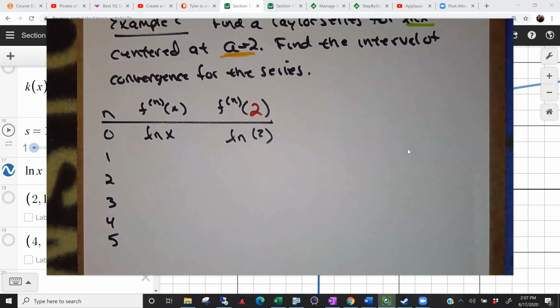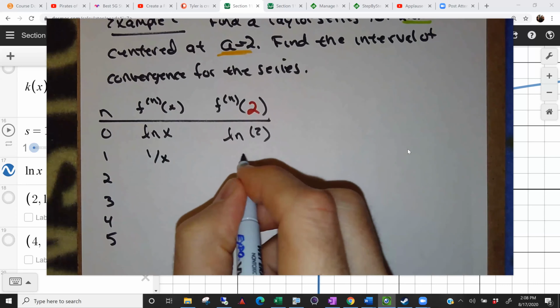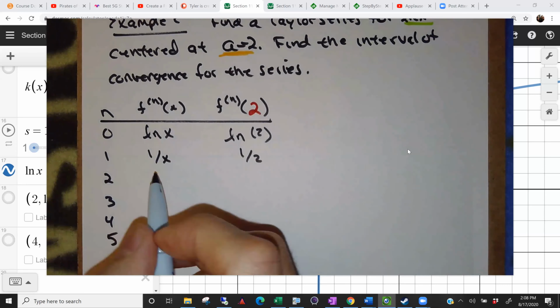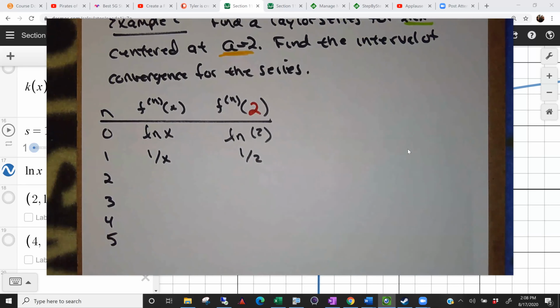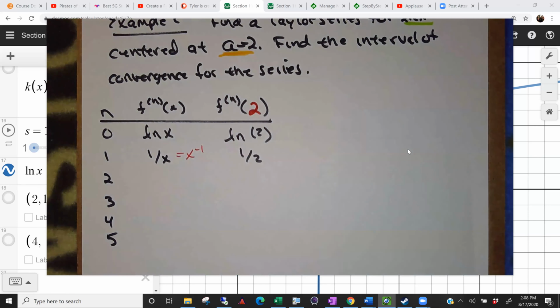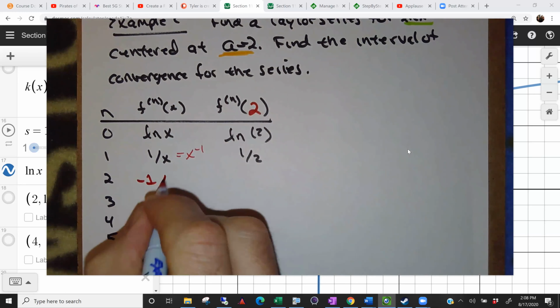Nothing special there. The first derivative, I'm hoping that you're familiar with that. That's just 1 over x, and that would be 1 over 2 here. But for the rest of these derivatives, you might find it helpful to think of this as x to the negative first. That way you can just use your power rules to differentiate this. So the next derivative is going to be negative 1 x to the negative second.